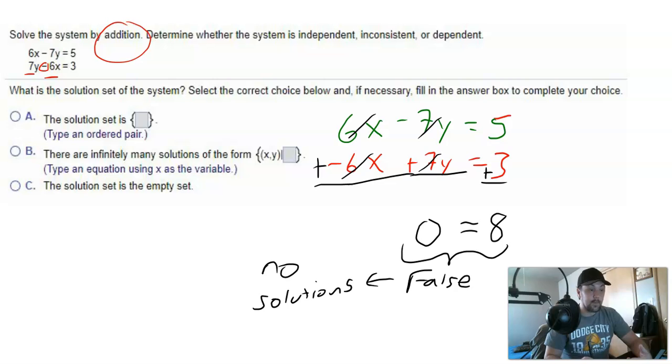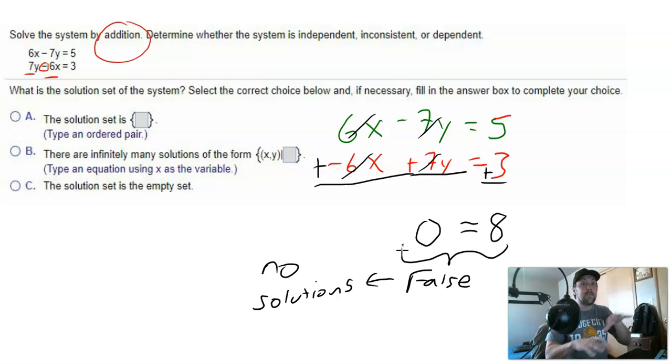So that's how you tell the difference. If your variables disappear on you while you're trying to solve the system of equations, it is a special case. There are two special cases. It could either be no solution or it could be infinitely many solutions. So the funny thing is, complete opposite ends of the spectrum, right? So if your variables disappear, it's either no solutions at all or infinitely many solutions.